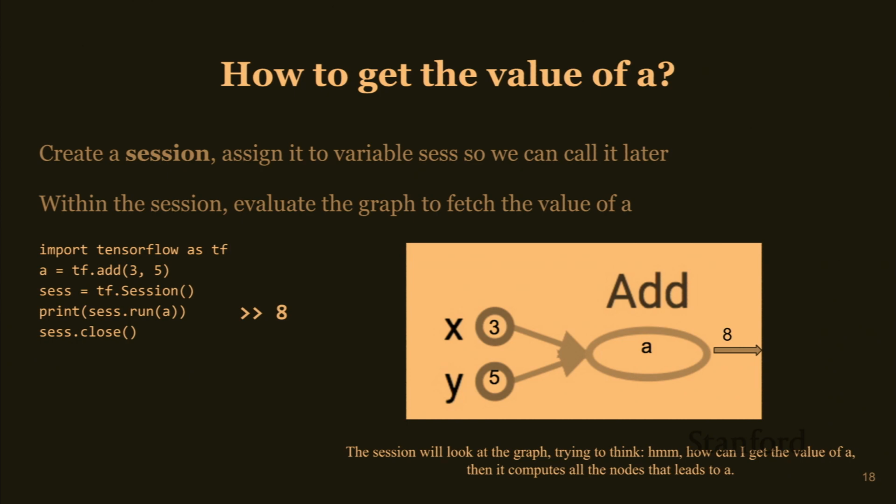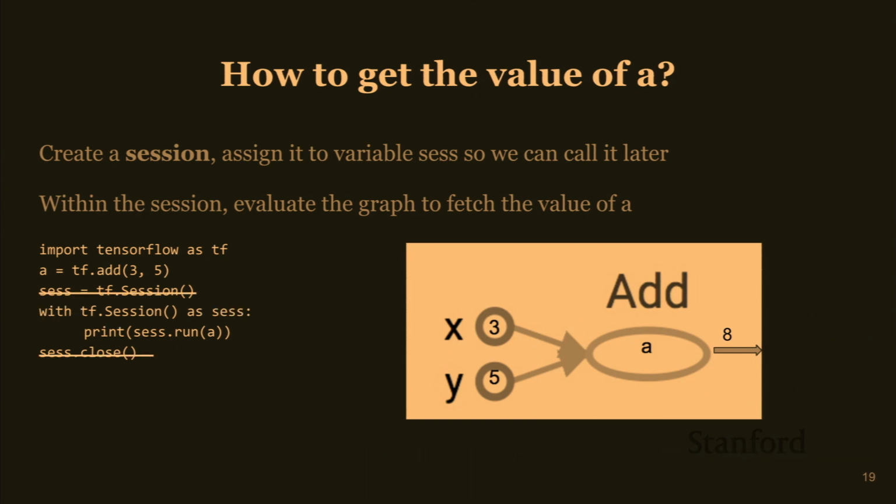So what a session does is that when you run a certain op, in this case the op named A, it looks at the graph and asks, how can I calculate the value of this op? And it looks at the graph and says, oh, to get op A, I have to add 3 and 5, and then output it.